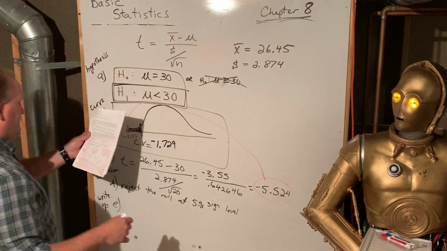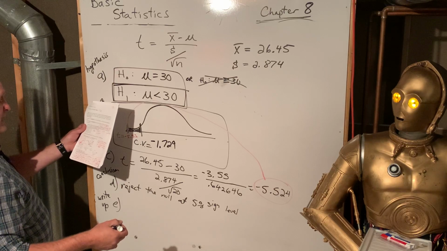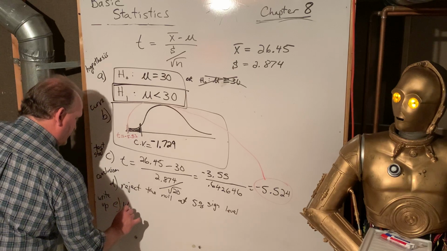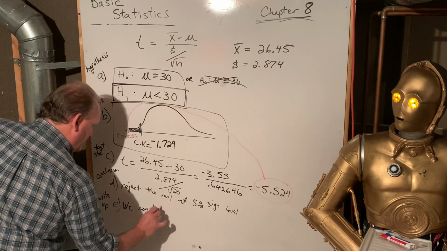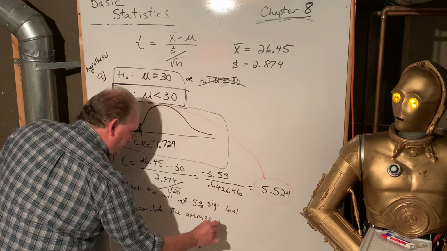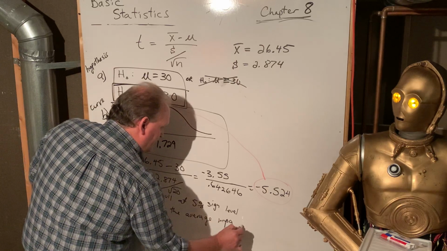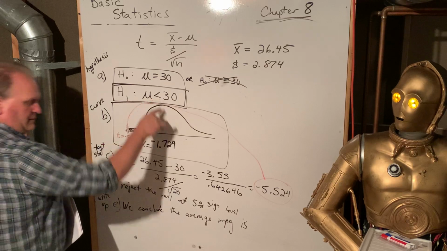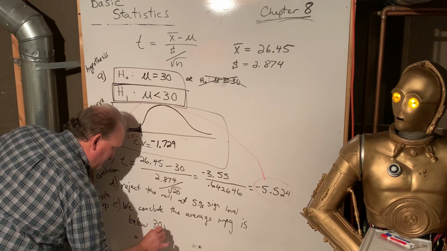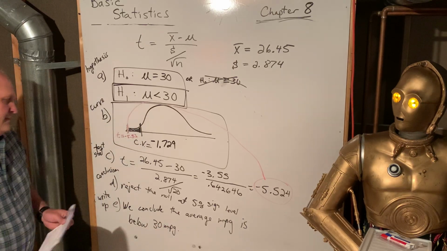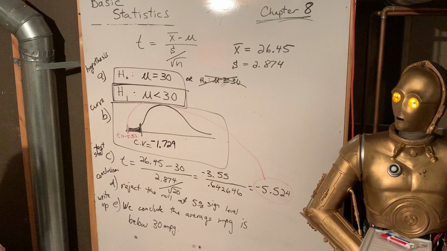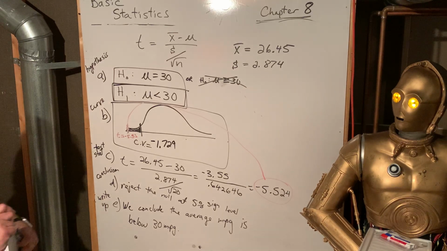And so, how can we say that? The average mileage is below 30 miles to the gallon is how we could say it. So we conclude the average miles per gallon is below or less than 30 miles per gallon. Based on, there's evidence to make that conclusion. All right? Excellent.